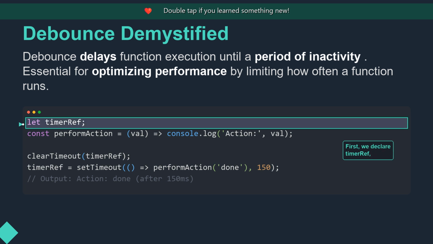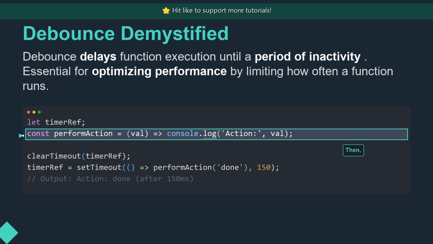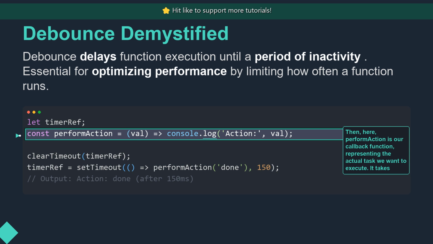First, we declare timerF, a variable that will store the unique ID returned by setTimeout. This ID is essential for clearTimeout to identify and cancel a specific timer, forming the basis of the Debounce mechanism. Then, here, performAction is our callback function, representing the actual task we want to execute. It takes an argument val and logs it to the console, demonstrating the debounced operation that will eventually run.